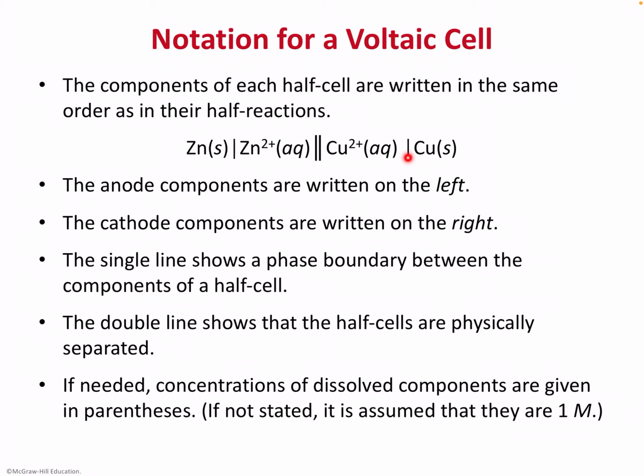The double line over here shows that the half cells are physically separated, in two beakers. If needed, concentrations of dissolved components are given in parentheses. If not stated, it is assumed that they are 1 molar solution. So zinc solid becoming zinc 2 plus aqueous, double line, they are physically separated. In the cathode, what's happening? Copper 2 plus ions becoming copper solid. And this is how you normally write a notation for a voltaic cell.